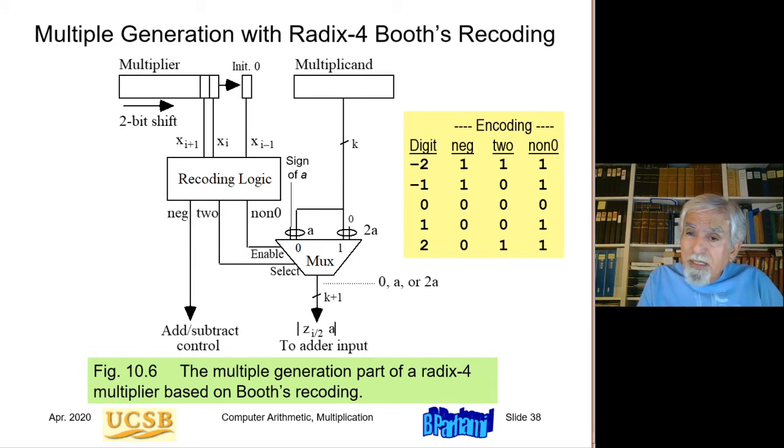Okay, so with this clever encoding, I made it easy to multiply. First of all, this logic gives me one of these 5 values in this 3-bit encoding. And using those 3 bits, I can multiply the appropriate digit by A using this multiplexer, and also telling the adder to add or subtract.